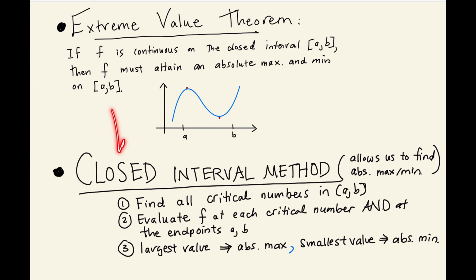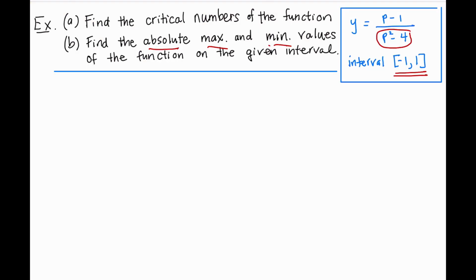In fact, we can use the closed interval method. We find the critical numbers, and we already showed that there aren't any. Then we evaluate f at each critical number and also at the endpoints a and b of the interval. The largest value is going to be the absolute max, and the smallest value is the absolute min. So I'm just going to apply this process. We already did step 1. For part B, we first established in step 1 of the closed interval method that there are no critical numbers.